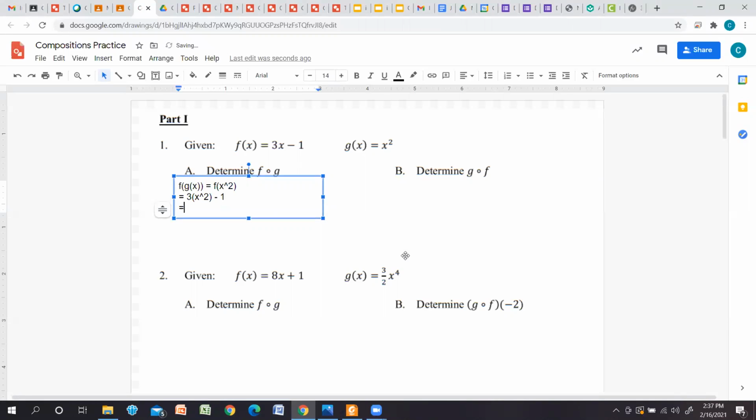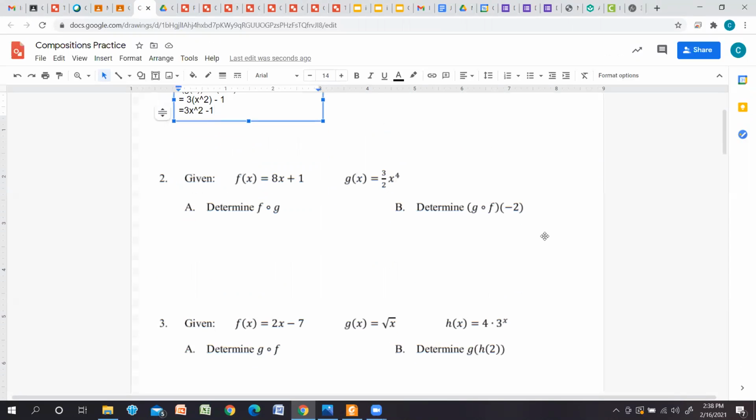You can also simplify it as 3x squared minus 1. Okay, and that's the composition. We put those two functions together in a new way. Again, it's not addition, it's not multiplication, it's composition. Here you have g of x, or g composed with f, g of f. You will get a different answer when you compose in different ways.